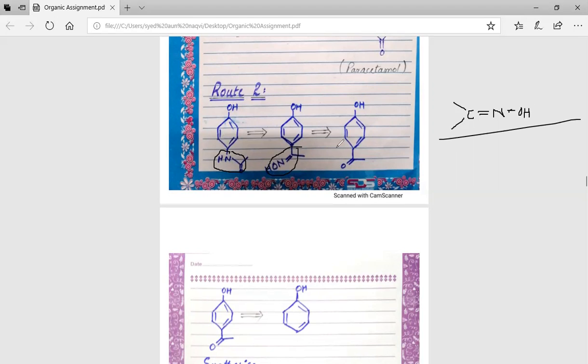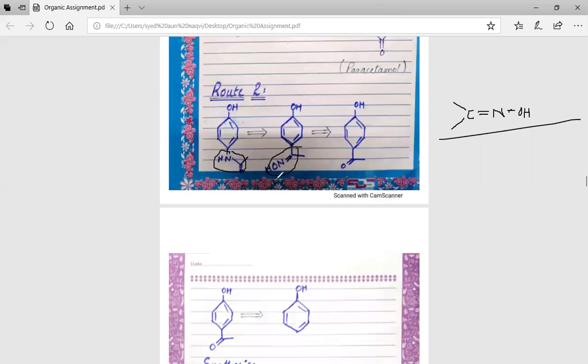And in the next step, when we obtained the Beckmann's rearrangement, we have the oxime group. After the oxime group, this nitrogen and carbon double bond is replaced with a ketone group. Further, here in the ketone group, the carbon-carbon bond between the carbon of the carbonyl group and the benzene carbon is broken, and cleavage occurs. So we will have phenol as the simple reagent for the paracetamol in route 2.